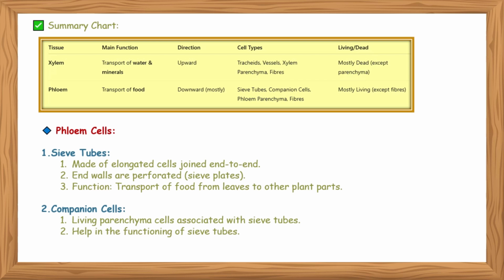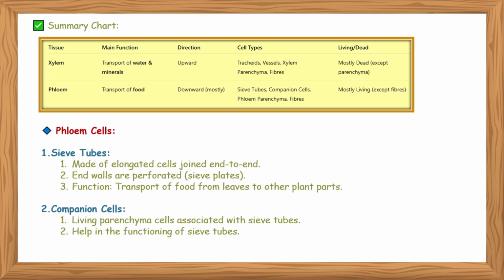Summary chart. Xylem: the main function of xylem is transport of water and minerals. Its direction is upward. Cell types: it contains tracheids, vessels, xylem parenchyma and fibers. It is mostly dead except parenchyma. Phloem: it is responsible for transport of food. Its direction is mostly downward. Its cell types include sieve tube, companion cell, phloem parenchyma, phloem fibers, etc. The tissue cells are mostly living except fibers.